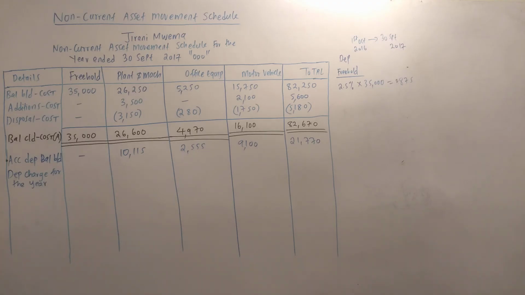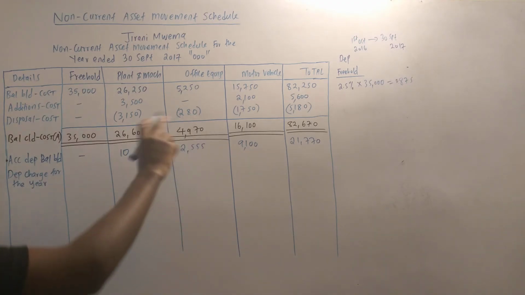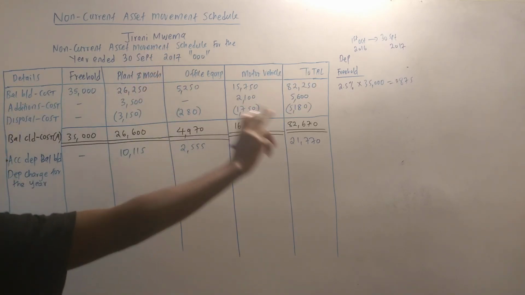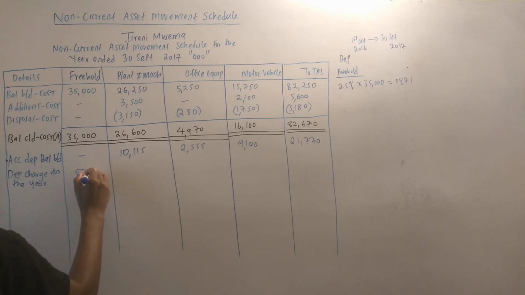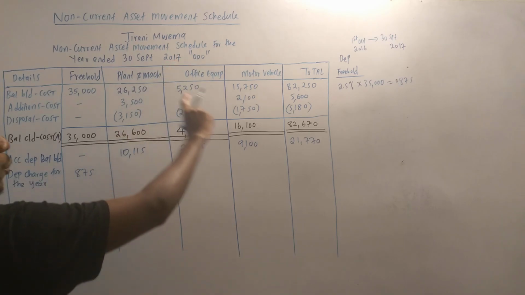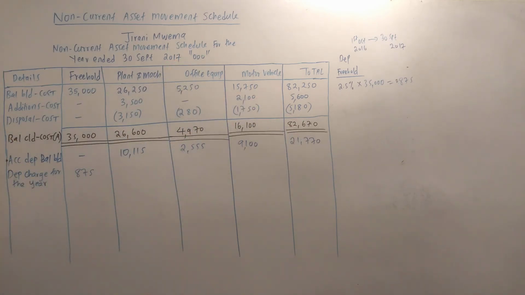Now, this question wants us to prepare that one. That one is fine. So from 2016 to 30 September 2017, that is only 1 year. So it's only up to the end of 2017. So that's just 1 year. So it will be 875. If it was for 2018, then we would have considered the depreciation for 2018.